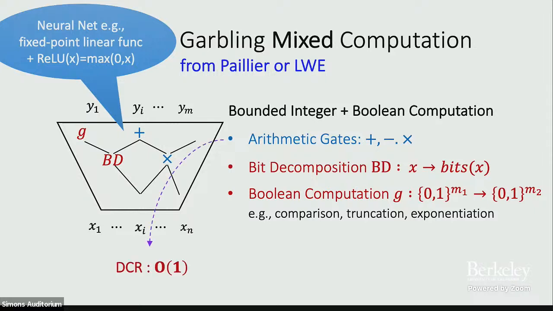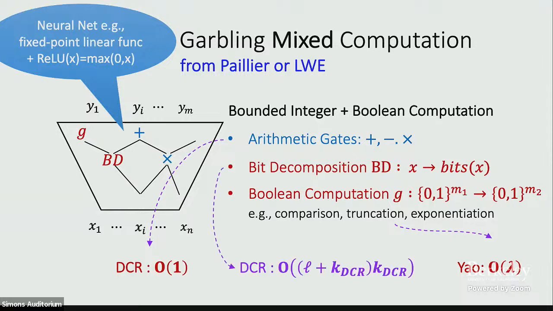What we can do is that the overhead for those arithmetic gates is constant. And the bit decomposition happens only once? It's not back and forth. Back and forth, oh, it could be many. It's any circuit consisting of those gates. And for the Boolean computation, those gates are going to have an overhead of lambda, just like in Yao. And then in the middle, the bit decomposition has a heavier overhead. It's roughly quadratic in the key length of the DCR.